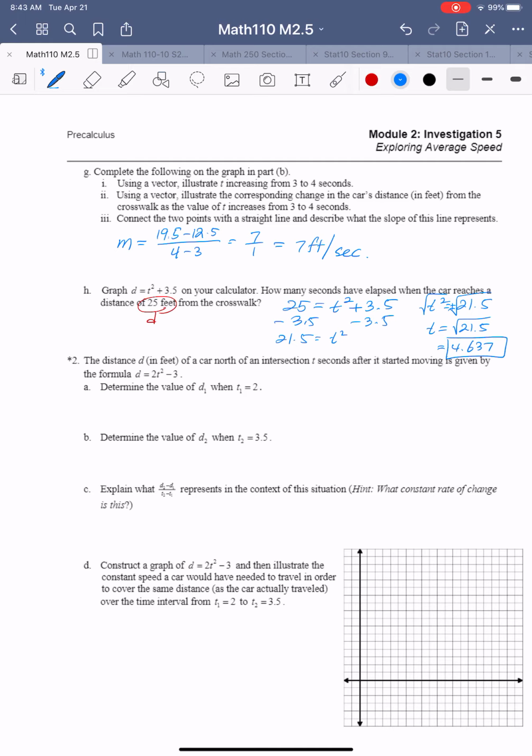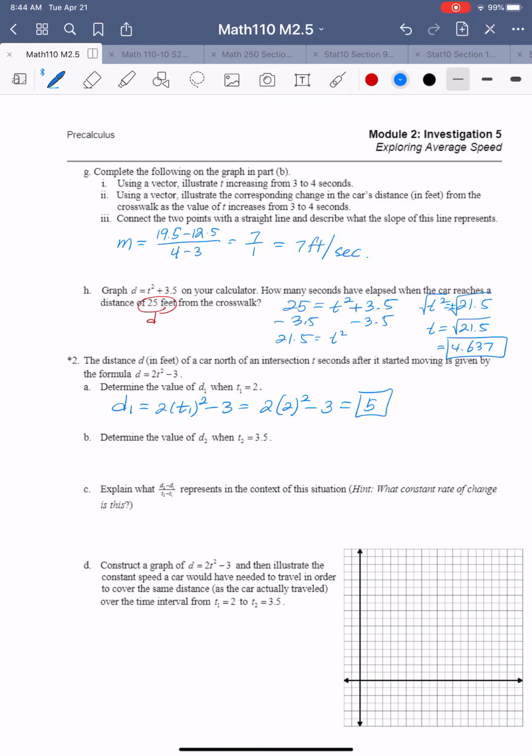Now number two. The distance d in feet of the car north of the intersection t seconds after it started moving is given by the formula d = 2t² − 3. Determine the value of d1 when t1 is 2. In order to find d1, you just need to plug it in: 2t1² − 3. But t1 is 2, and when you compute that, it becomes 5.